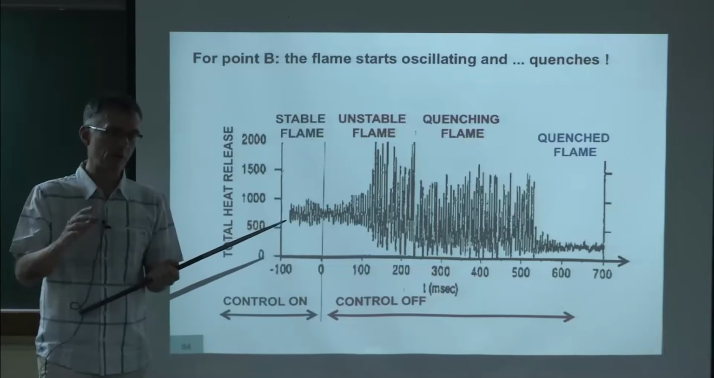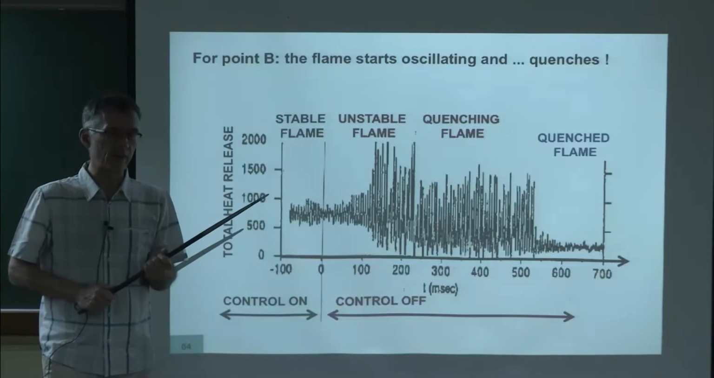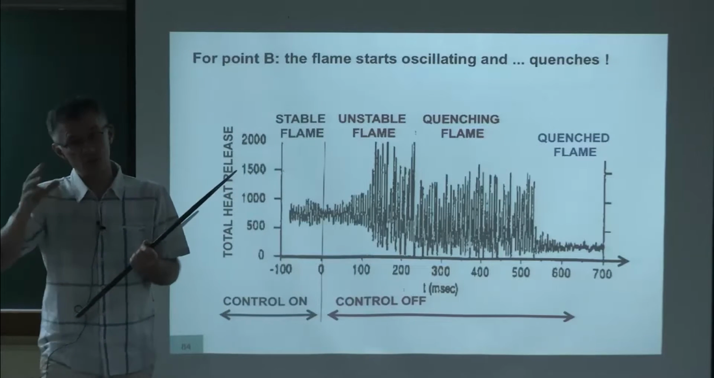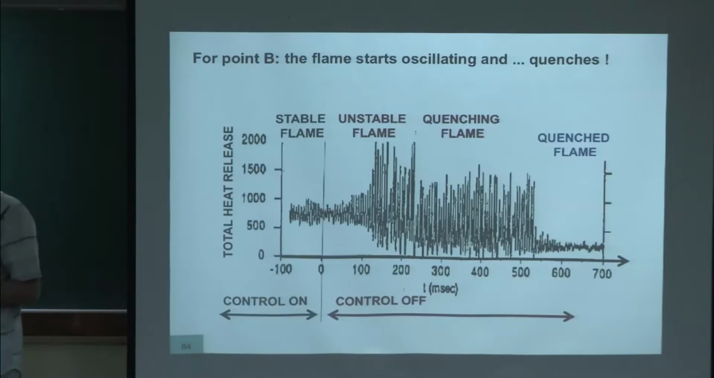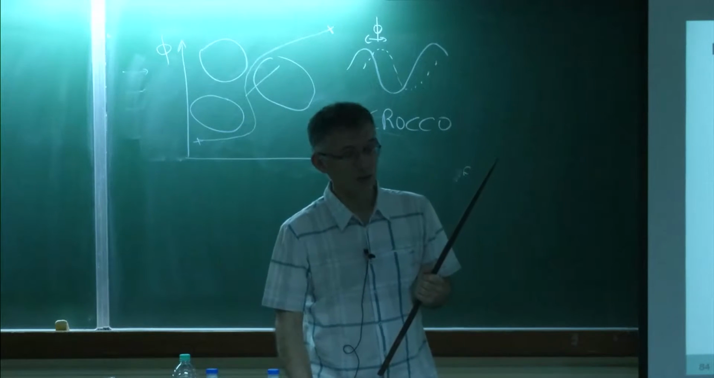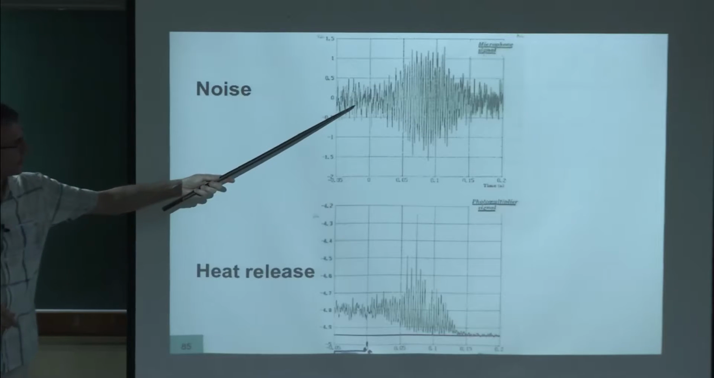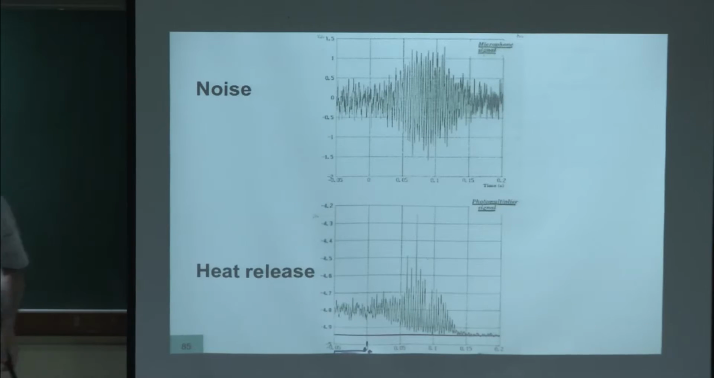And when you talk to people looking at quenching, most of them will tell you, before the flame quenches, it starts oscillating. You see it or you don't see it, but in most cases it's there. So that's a proof that you need to understand combustion stability. So this is noise, and this is heat release, going to zero.